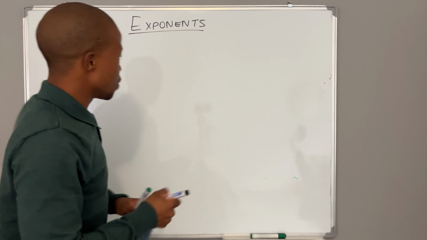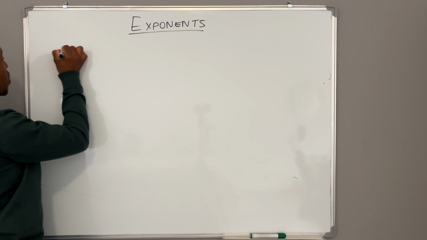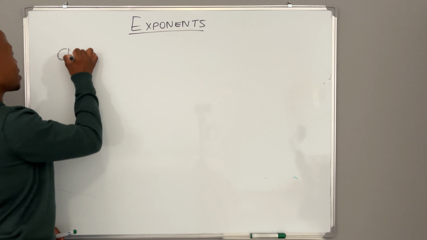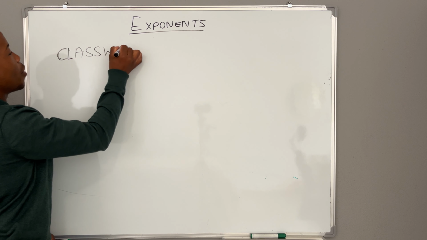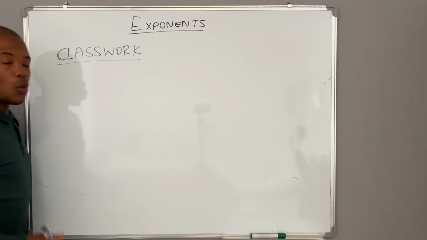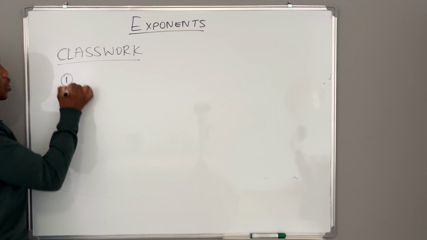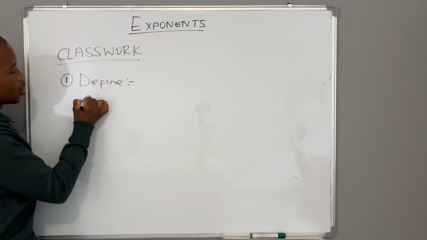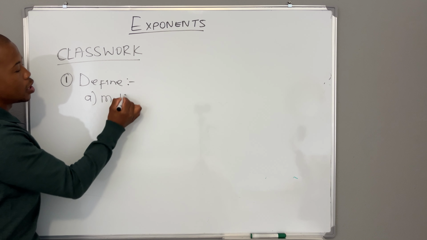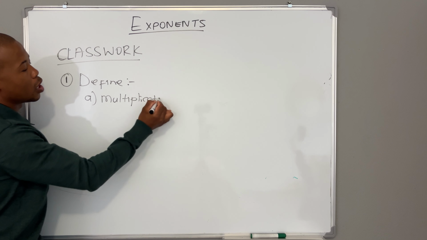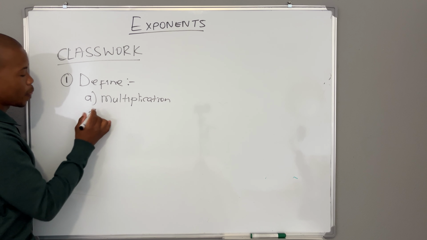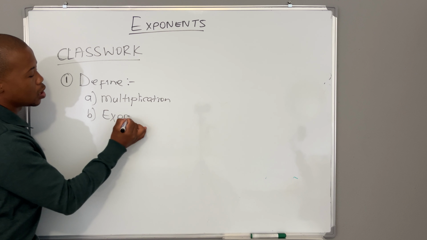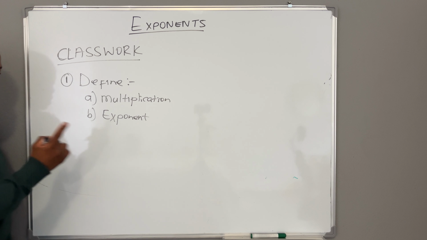The first thing I want you to do, I'm giving you some sort of a classwork, all right? Okay, my markers are misbehaving. With the classwork, the first one is definition. Define A. What is multiplication? B. What is an exponent, right?